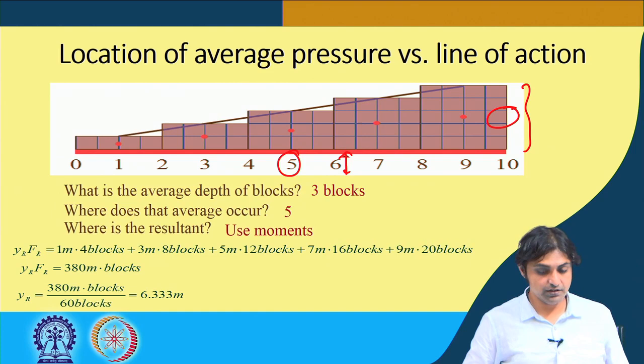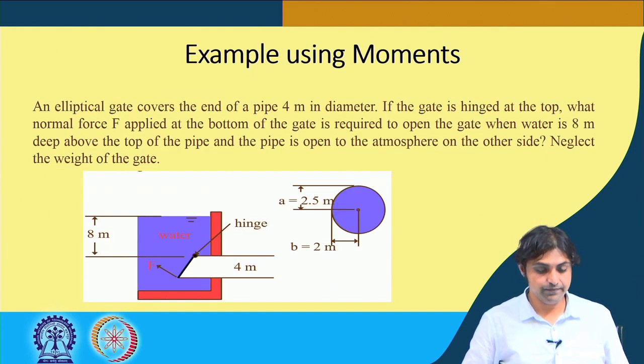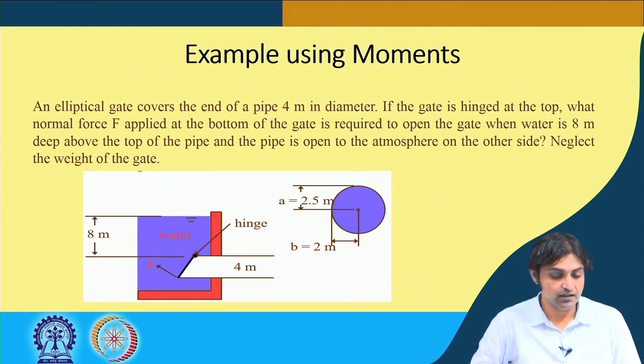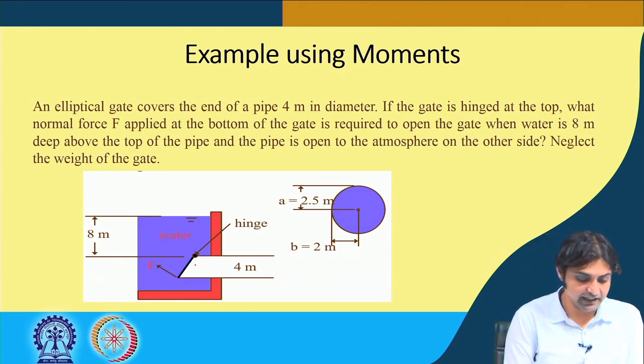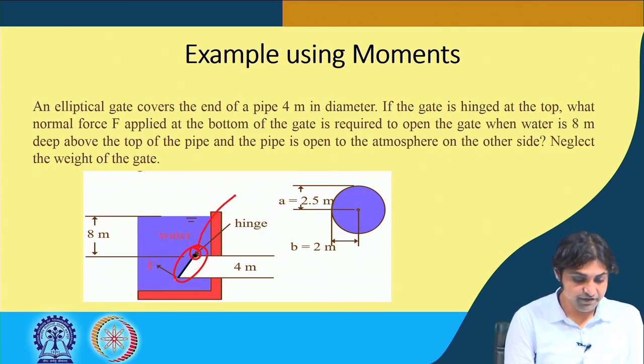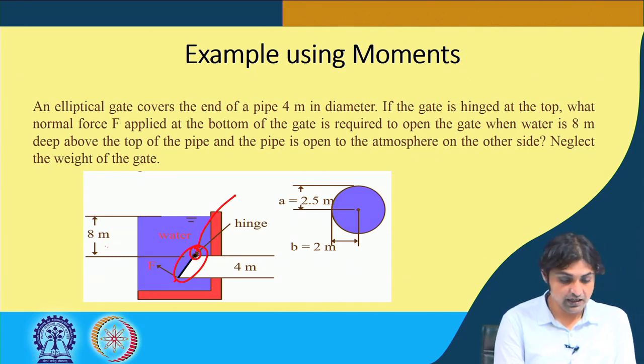Now we proceed with one of the real life examples of moment. The question is: an elliptical gate covers the end of a pipe 4 meters in diameter. This is the elliptical gate. I will delete this, but I am trying to show where those different objects are. If the gate is hinged at the top here, what normal force F applied at the bottom of the gate is required to open the gate when the water is 8 meters deep above the top of the pipe?